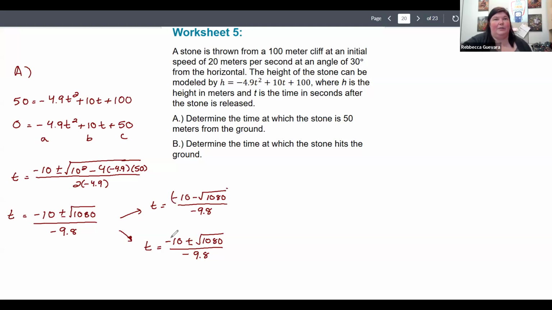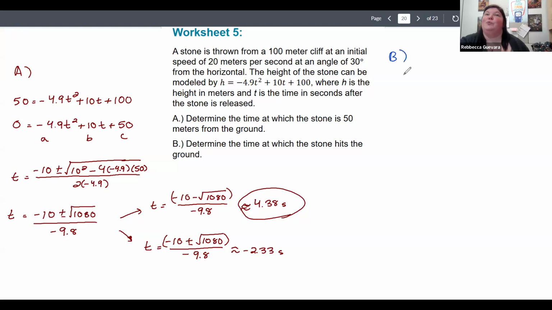So I'll say again, put parentheses around the top if you want this to work out correctly. Here I'm going to get approximately 4.38 seconds, and here I'm going to get approximately negative 2.33 seconds. Like I said, the stone was originally at 100 meters, so this is as time goes forward. So we know this would have to be the correct solution.